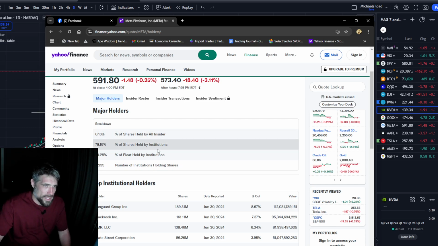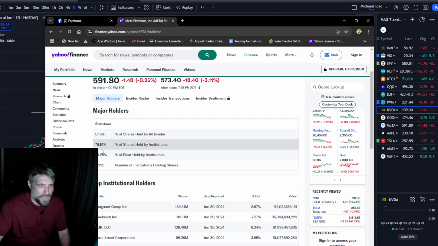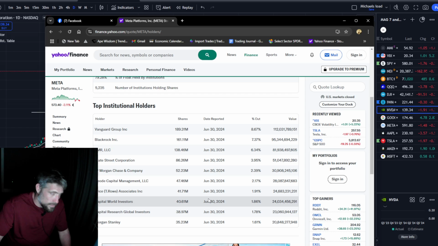0.16% all insiders, institutional ownership, 79.15% are holding this. And if we scroll down, you can see the top institutional holders right here. Okay, and it shows you their percentage. So Vanguard, 8.67, BlackRock, 7.37. We already can see right off the get go that yes, Meta is going to be a leader because a lot of institutional ownerships own this.